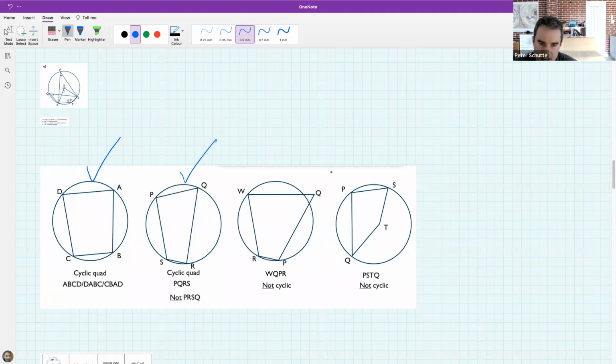And this one over here, so this is not, and this one is also not because this point is in the middle and it's not on the edge. Give me a thumbs up if you understand what a cyclic quad is now. Give me a thumbs down if you don't understand what a cyclic quad is.